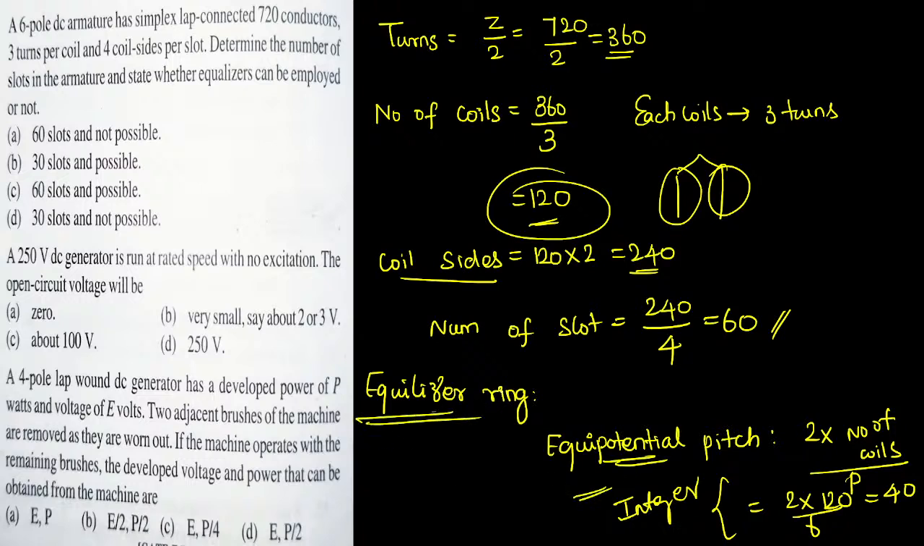What can be done in the equalizer ring? It can be employed. An equalizer ring can be employed here. That is possible. Correct answer. Suppose the value does not come as an integer, then that is not possible.